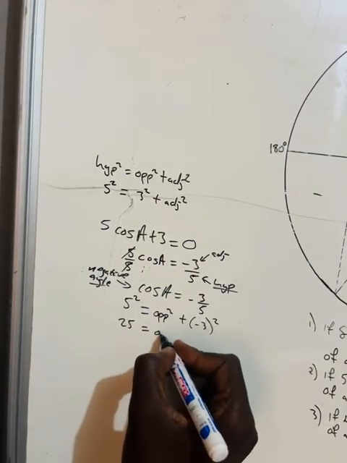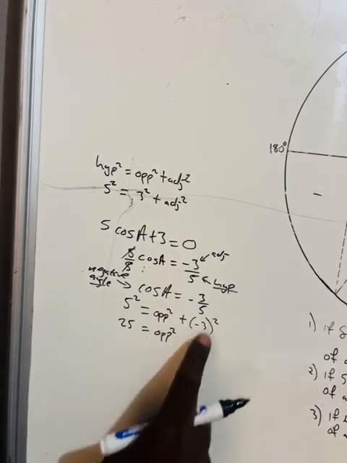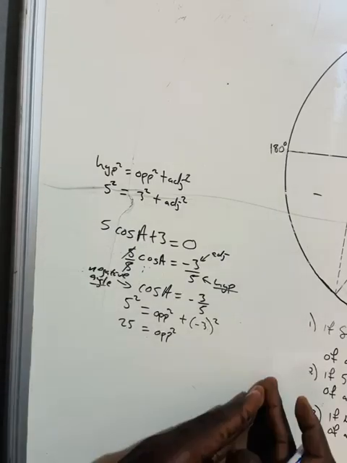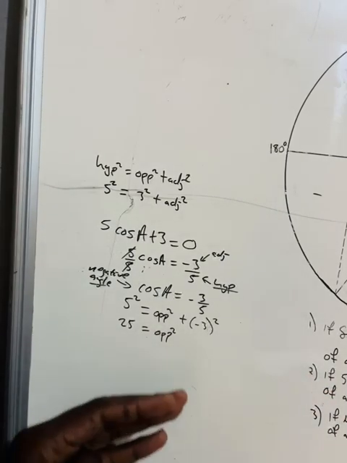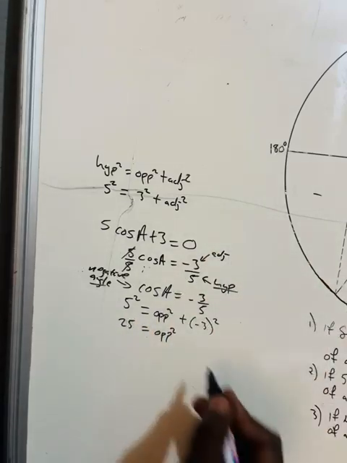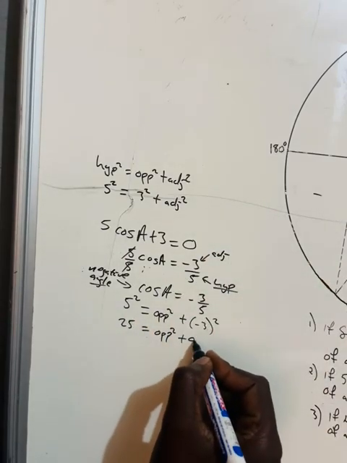Which is equal to opposite squared. Now the negative 3 that I have inside the bracket is negative 3 and negative 3, which gives me a negative multiplied by a negative, which gives me a positive. So 3 by 3 is now positive 9. So I've got a positive 9 here.